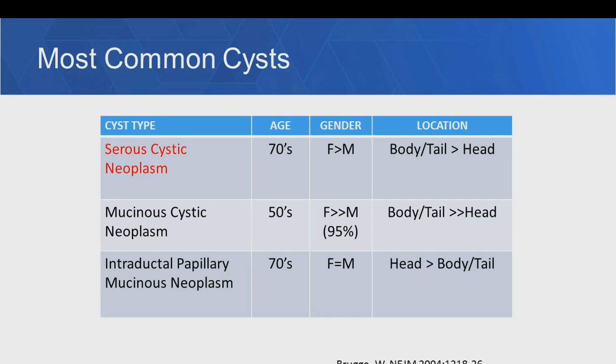So serous cystic neoplasms generally occur in elderly patients with a median presentation about in the 7th decade of life. Slight preference of females over males. Tends to present more in the distal pancreas, but not by much, and you can see these in the head.